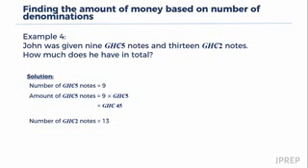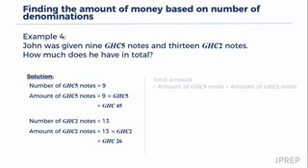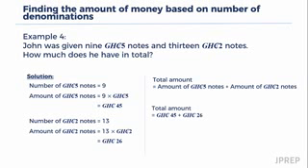We were also told that he had 13 2 Ghana cedi notes. So to find the total amount based on the 2 cedi notes, we multiply the 13 by the 2 Ghana cedis, and this will give us 26 Ghana cedis. To find the total amount he had in all, we add the amount based on the 5 Ghana cedis to the total amount based on the 2 Ghana cedis. That means we will add the 45 Ghana cedis to the 26 Ghana cedis, and this will give us 71 Ghana cedis as the total amount he had in his pocket.